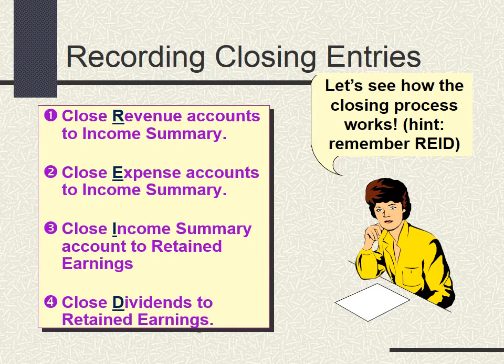So here's our trick, and this is my hint. It's called REID. If you know of anyone by that name, Reid. It helps you, the mnemonic helps you to remember what you close. Revenues, expenses, income summary, and dividends. REID. Now, that should be pretty simple to memorize on an exam. I've seen hundreds of students write the word Reid on their exams. There's only one trick, and that is that each of these is closed to something a little bit different. So the first two close to income summary, and then income summary and dividends are closed to retained earnings.